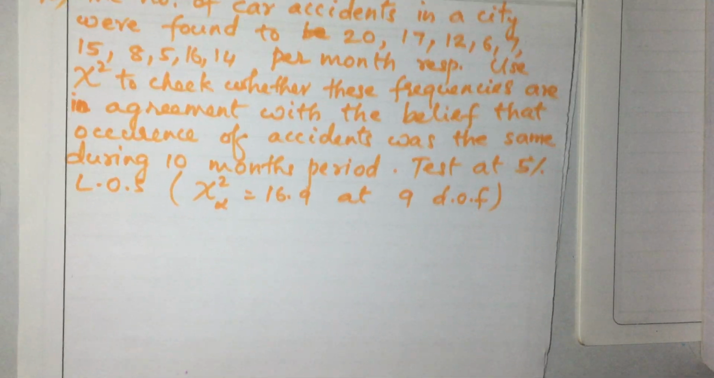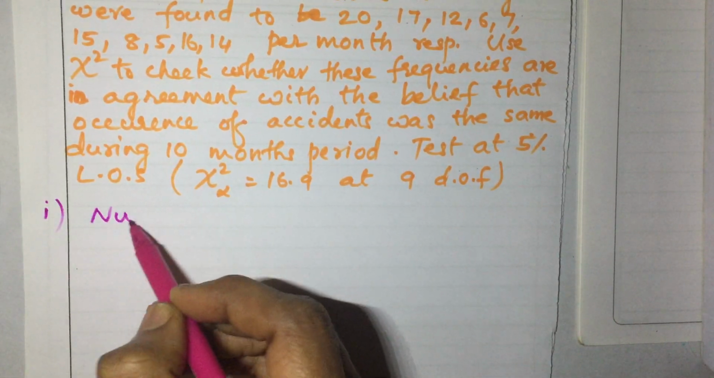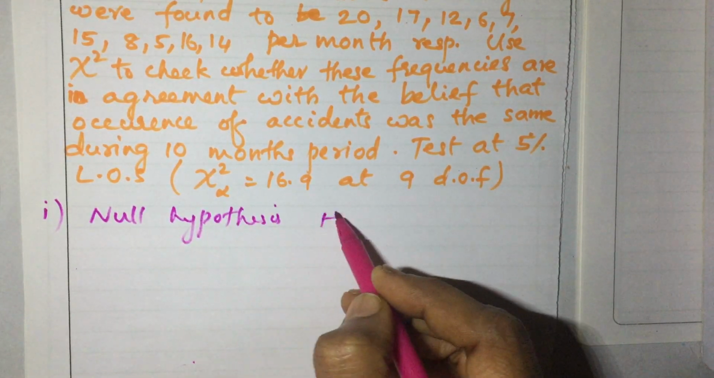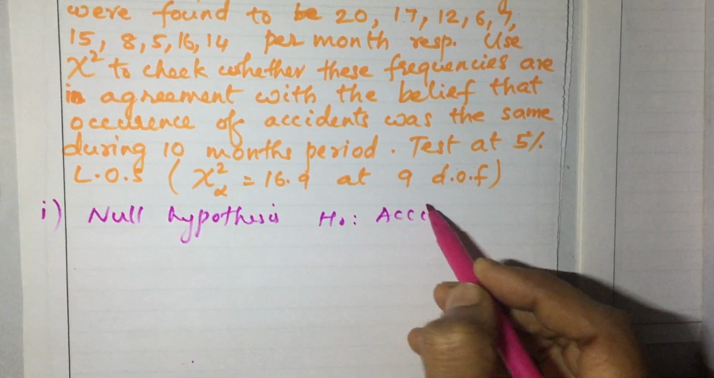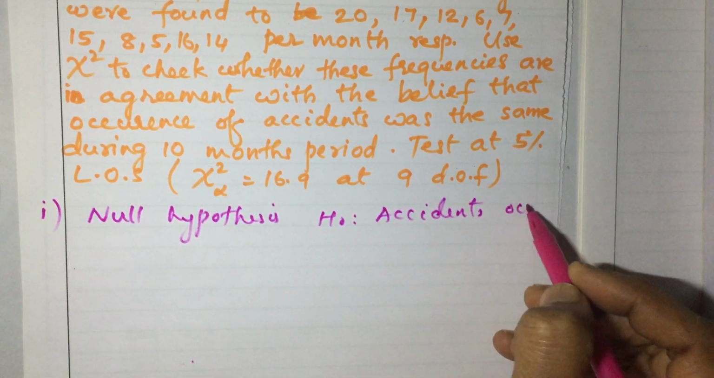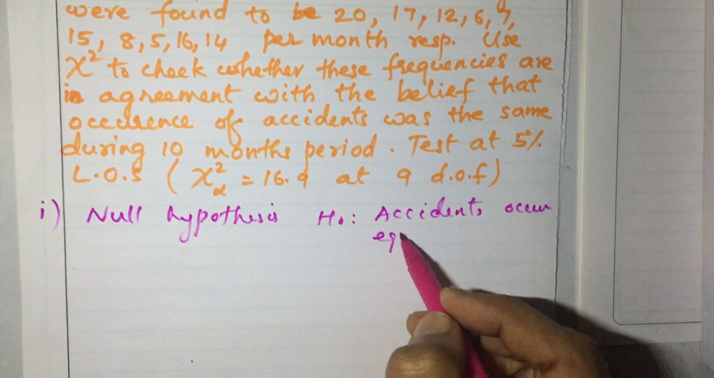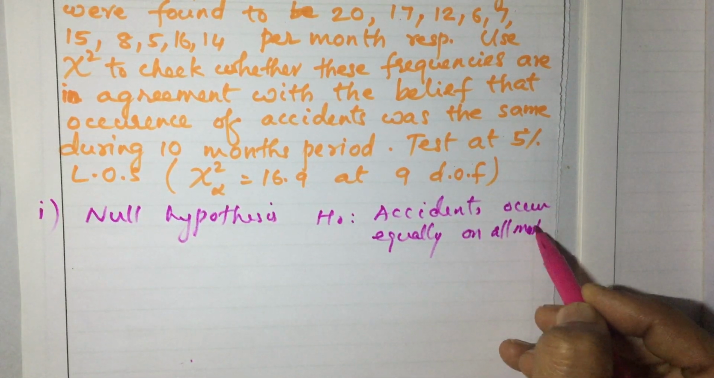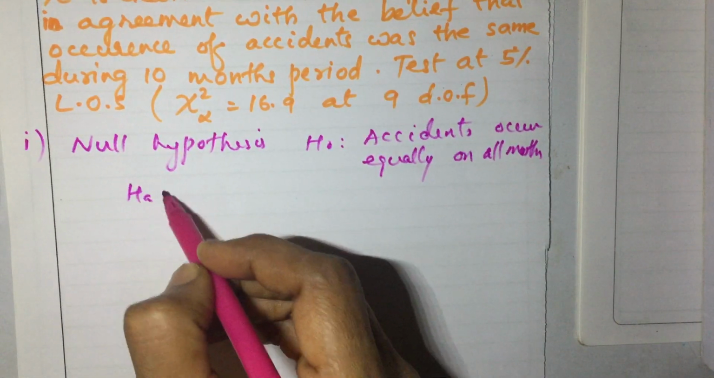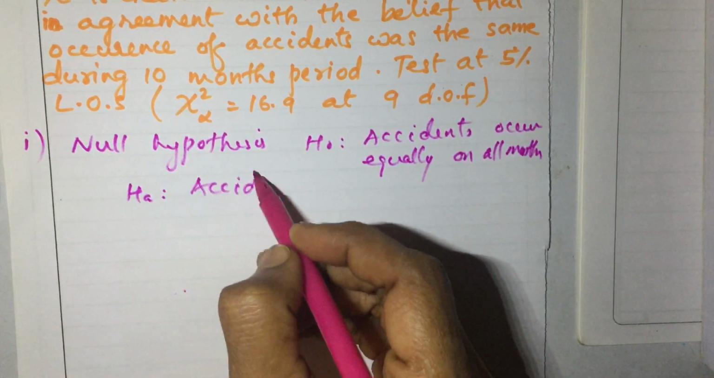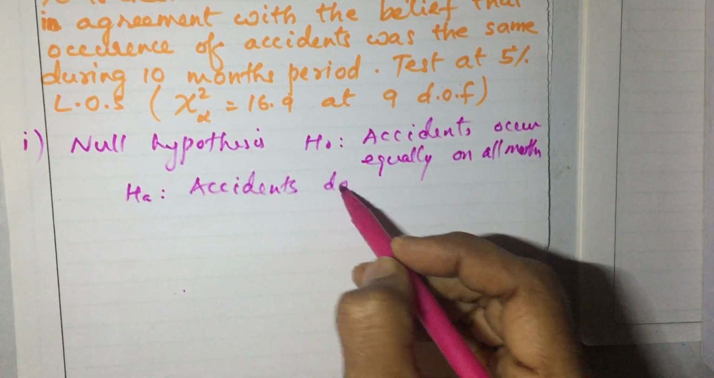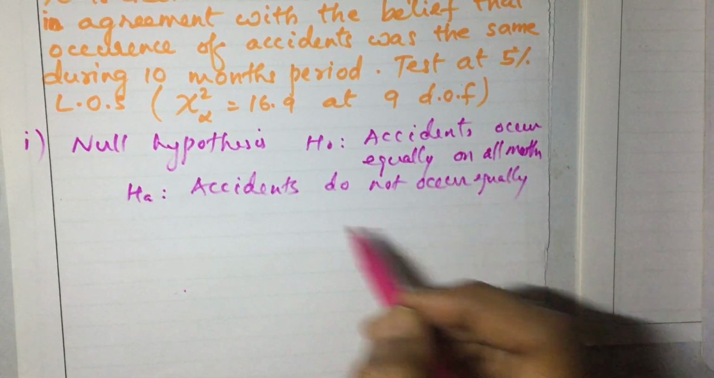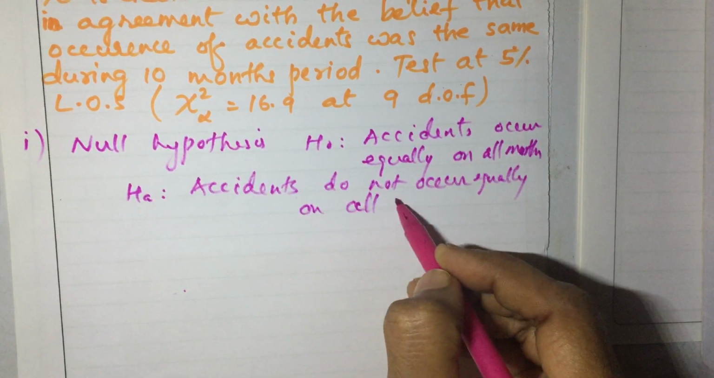Okay, so here the null hypothesis I will take as H0, that is, the accidents occur equally on all months, and HA, accidents do not occur equally on all months.